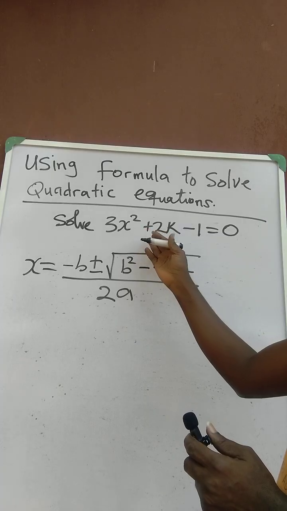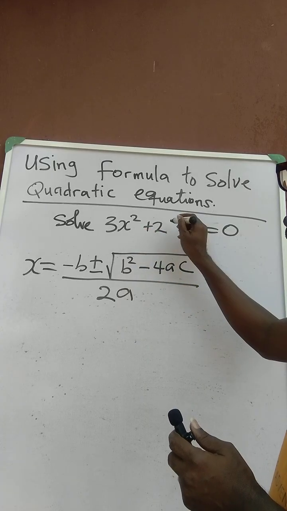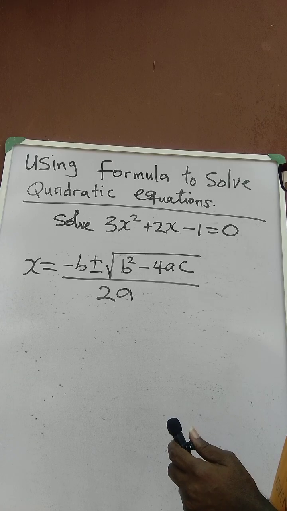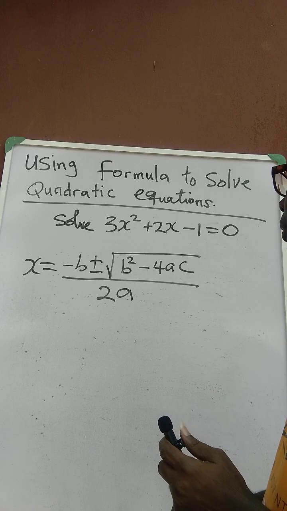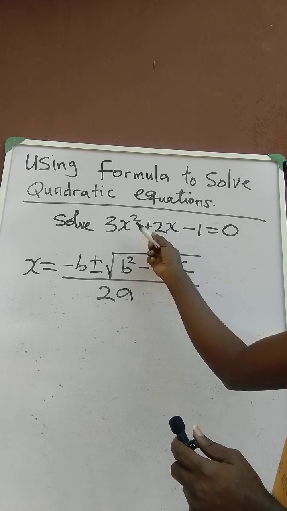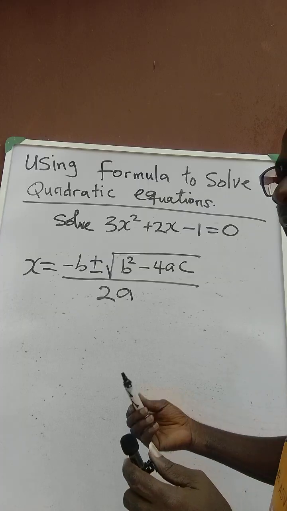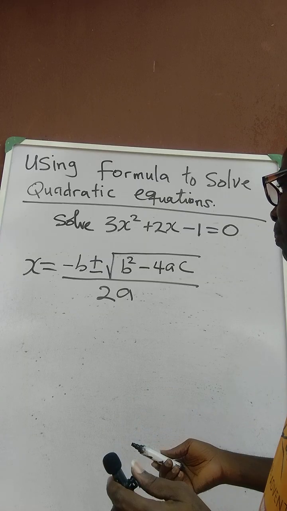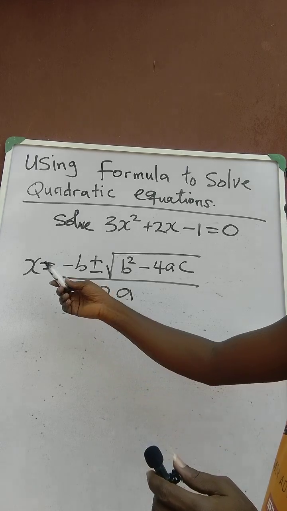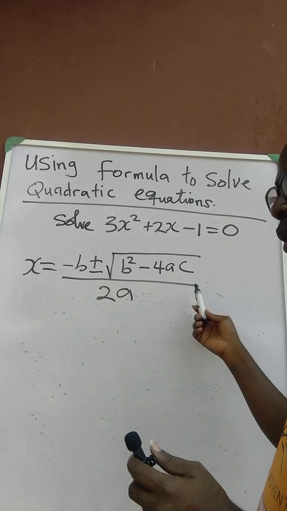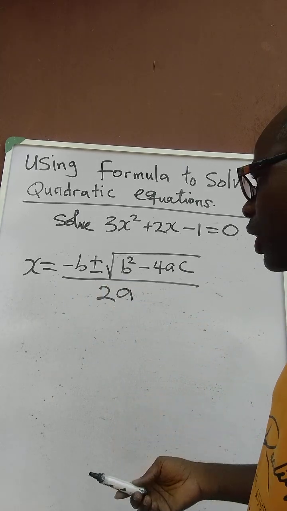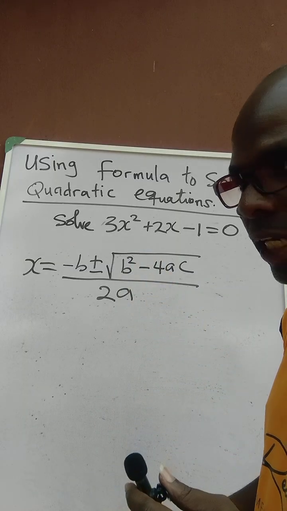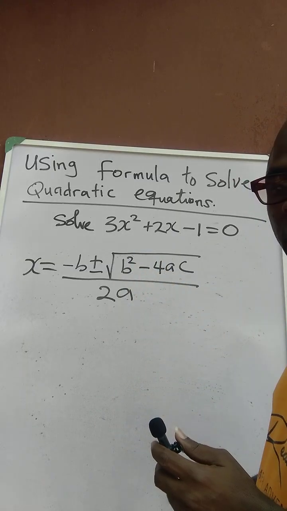Now, if you look at the question on the board, the question says solve 3x squared plus 2x minus 1 is equal to 0. Now, the letter doesn't have to be x. It can be k, it can be any letter. But for learning and teaching purposes, it is better you use x. Any question can come in any form. This x can be k, can be h, can be any letter, but it's still the same formula.